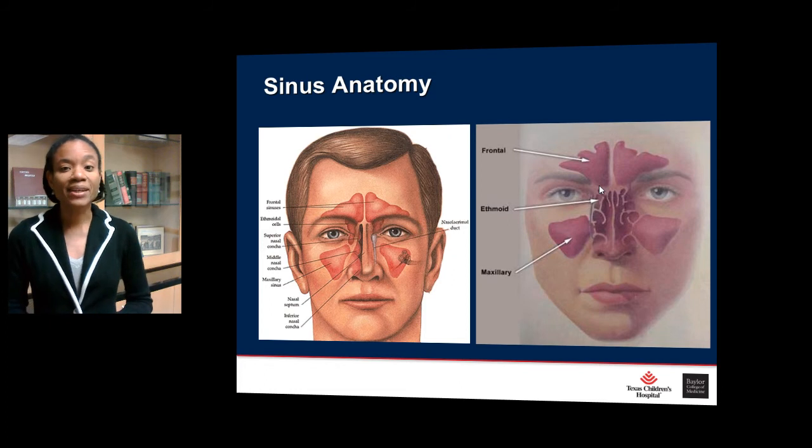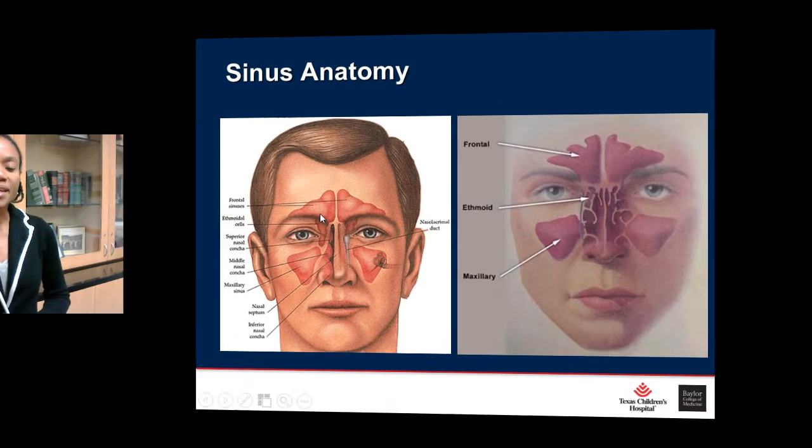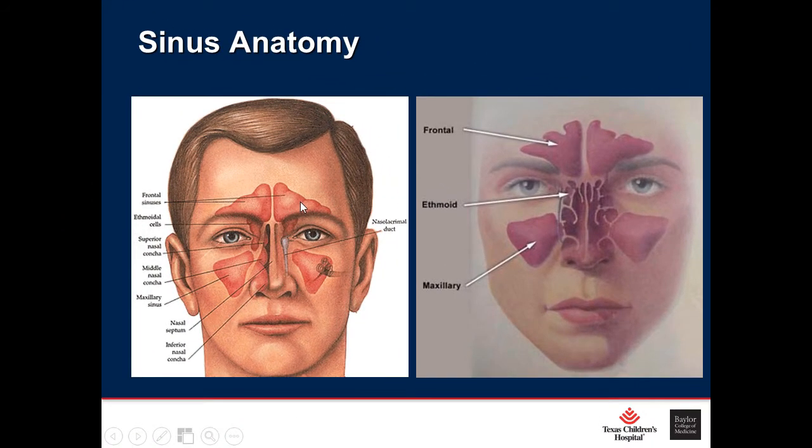First, let's look together at sinus anatomy, and here we have two pictorials. On the left side, you can see that the frontal sinuses live above the eyes or orbit. Between the eyes or orbit are the ethmoid sinuses, and you can see on this pictorial that these have a honeycomb format. And right in our cheeks lie the maxillary sinuses.